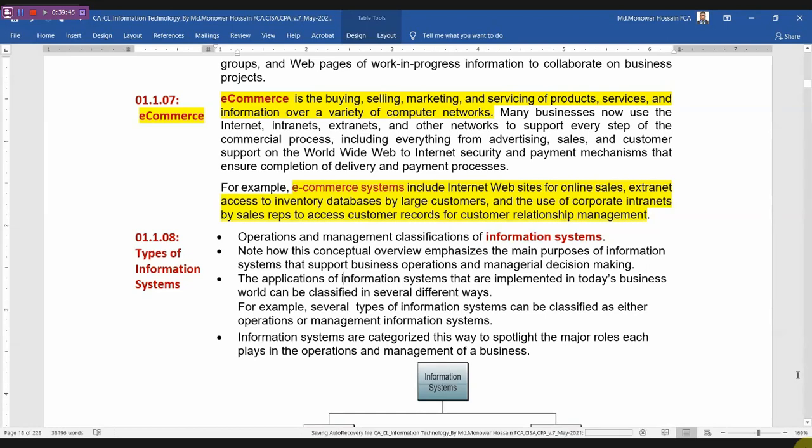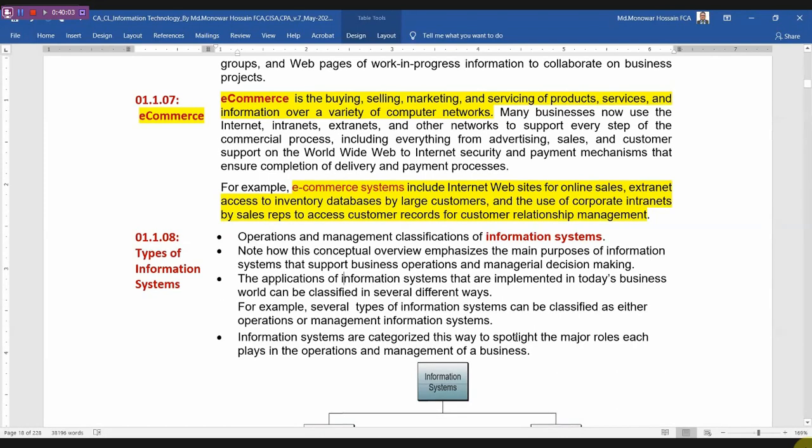An e-commerce system includes the internet, a website for online sales, extranet access, an inventory database, a large customer base, and the use of corporate infrastructure for sales, access, customer records, etc.